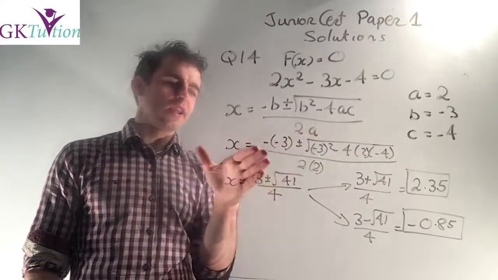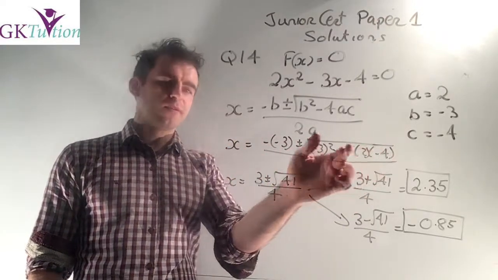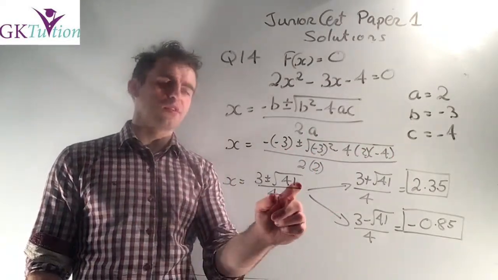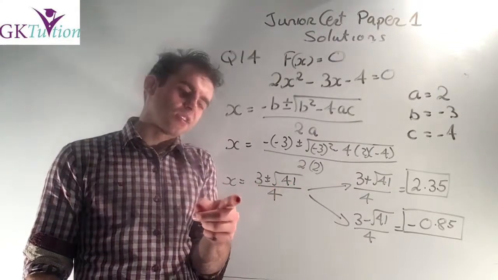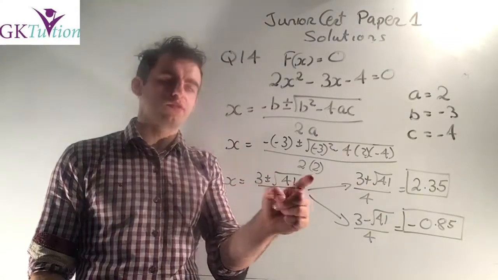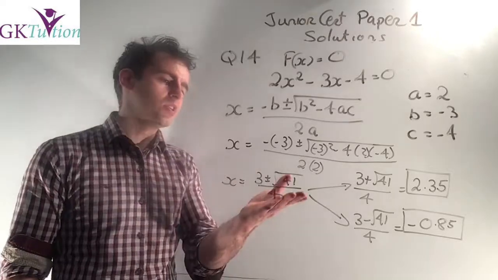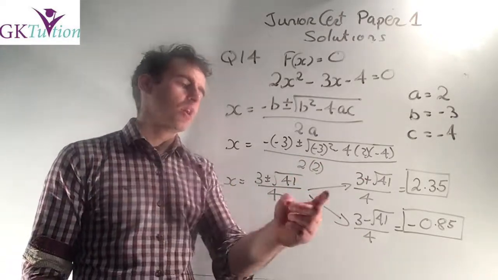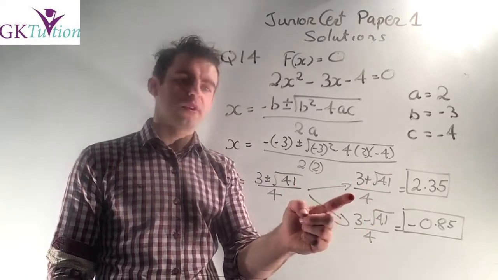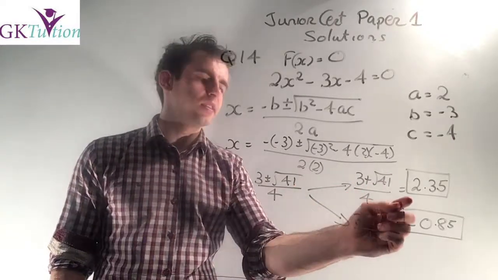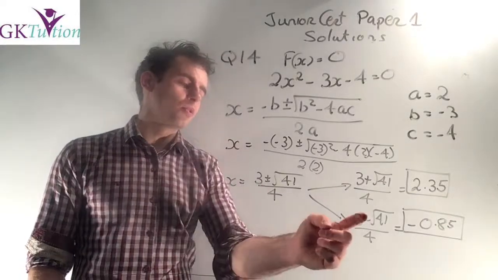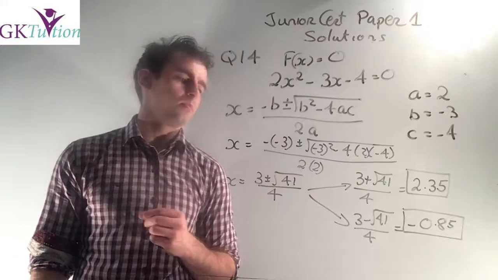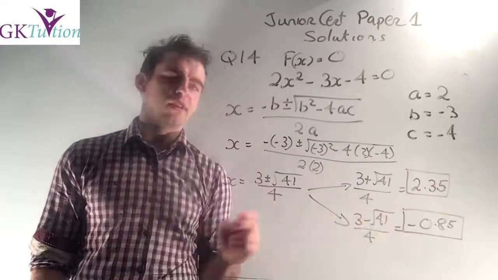When you've plugged it all in, then what I would do now is simplify what's in the square root. If you simplify just the numbers in your square root, it works out as 41. So it's actually just x is equal to 3 plus or minus root 41 over 4. Then you just take it in one scenario, you take the plus. In the other scenario, you take the minus. If you put 3 plus root 41 over 4 into your calculator, to 2 decimal places, it's 2.35. If you put the minus into your calculator, to 2 decimal places, it's minus 0.85. So your two roots in that case are this value and that value.